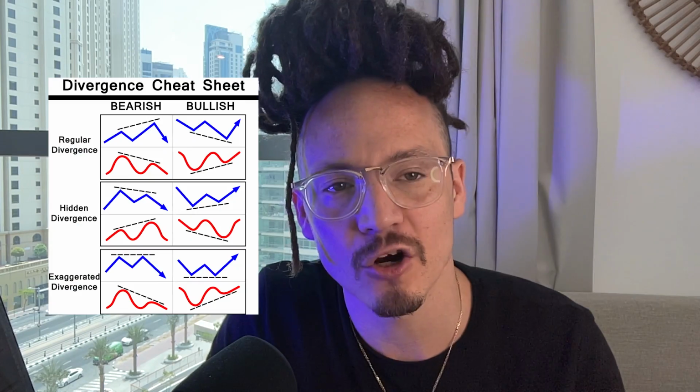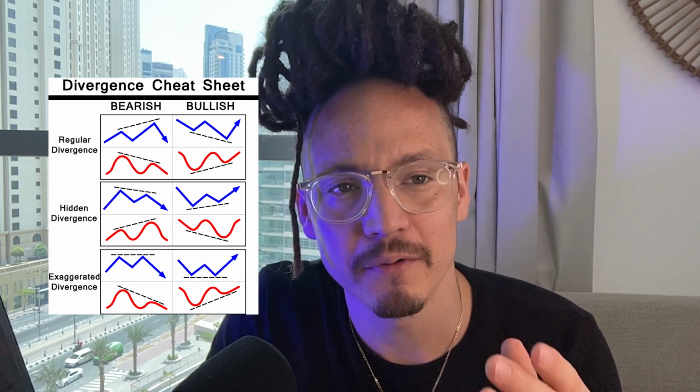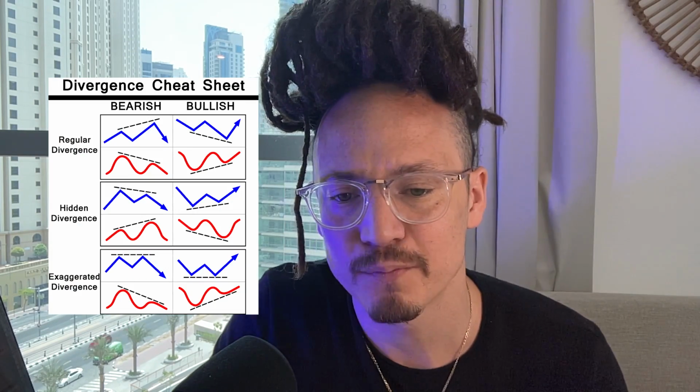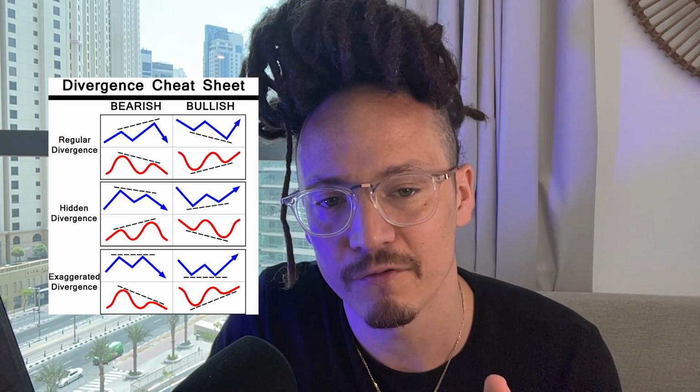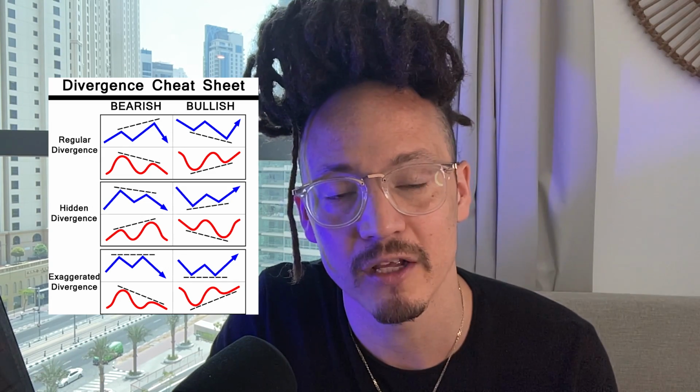Welcome back. So the big topic of today, a tool that's called the oscillator divergence, which is part of the 9 indicators that we have to offer. What is divergence? Let's just take a look at our cheat sheet. This is our divergence cheat sheet. You've probably seen this floating around the internet, and this basically breaks down what is divergence and how to scope it out in the market.